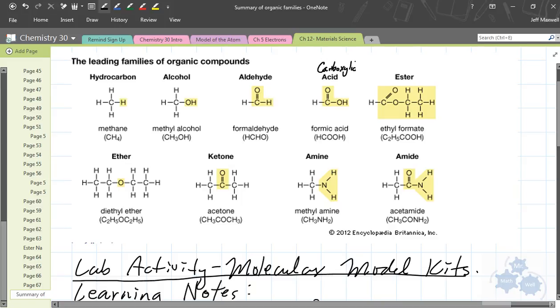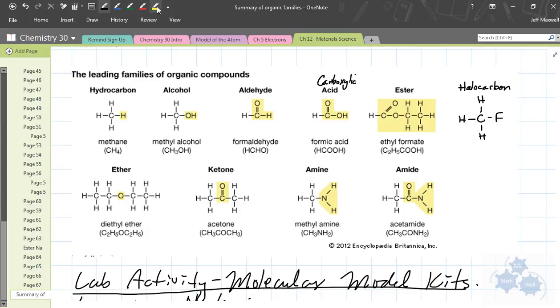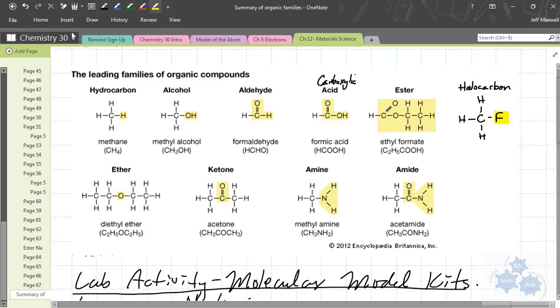So is there any we studied that is not on this group? Anything we need to add here? Yeah, halocarbon, that's right, we talked about halocarbons initially, so let's put that on there. So halocarbon, and what's that? That's where we have a halogen connected to a carbon, right? So something like this. We have the halogen there. So fluoromethane, CH3F, is the formula for that.